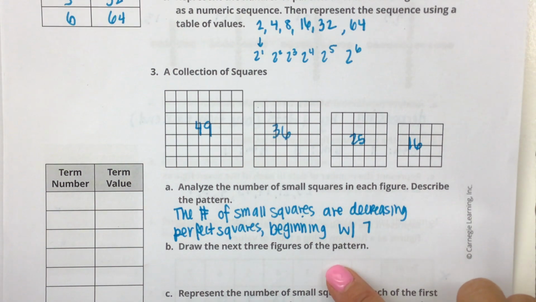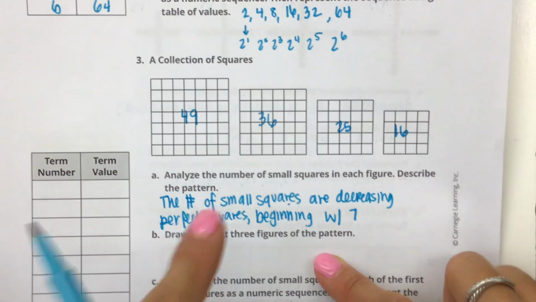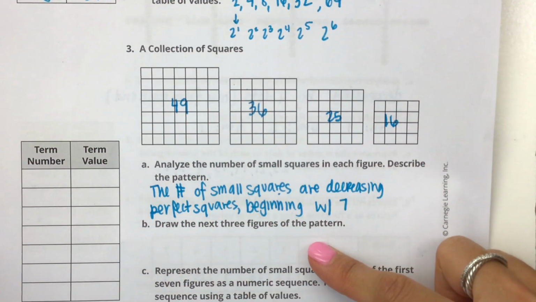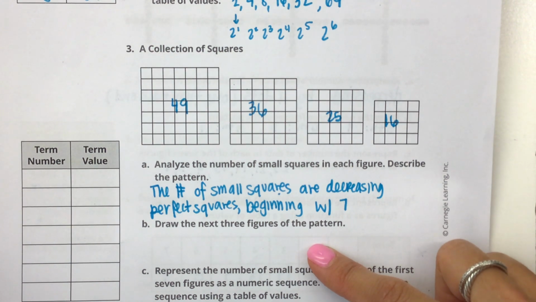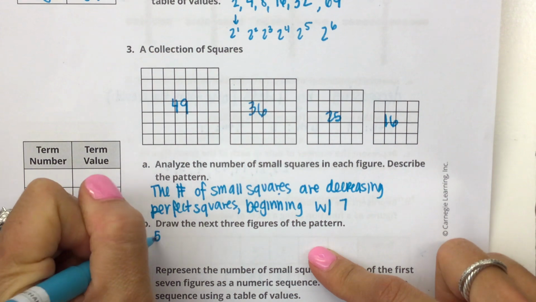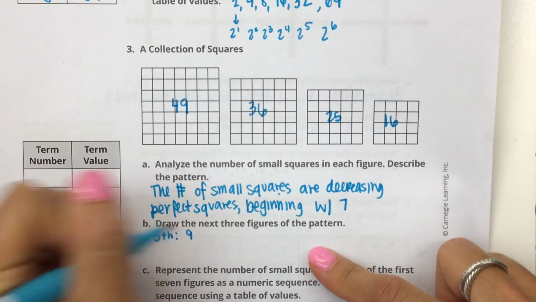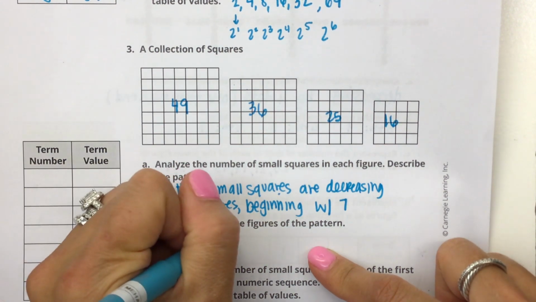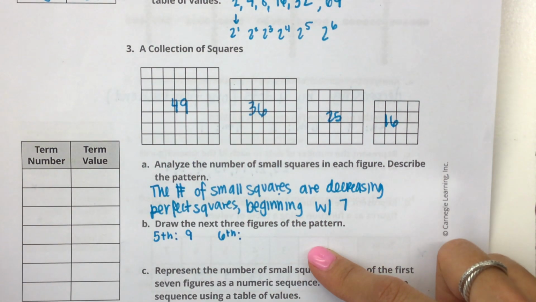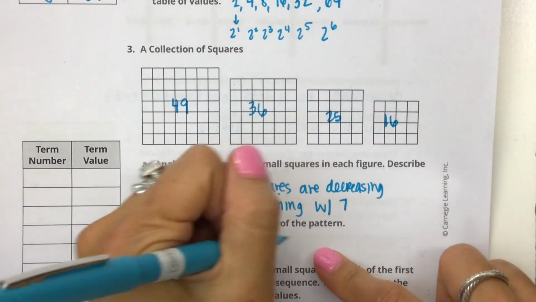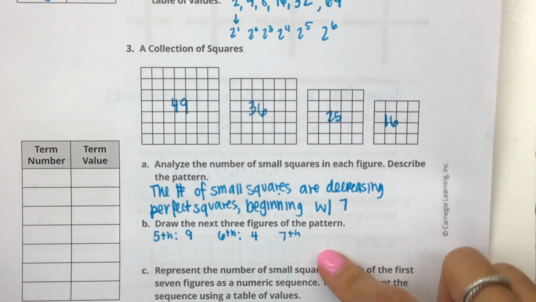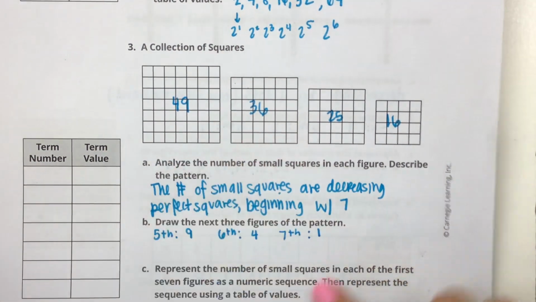So to draw the next 3 figures of the pattern, I'm not going to do that because it's going to look like a mess. So after 16, which was 4 squared, the next one would make sense, would be 3 squared, right? So that's the 5th term. So 3 squared would have 9 squares. The 6th term would be a 2 by 2 square, so that would be 4 squares in there. The 7th term would be 1 by 1, which would only have 1 square.